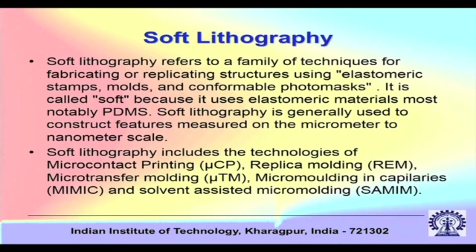Now a process which is related to the lithography technique but uses soft materials is known as soft lithography. Soft lithography refers to a family of techniques for fabricating or replicating structures using elastomeric stamps, molds and conformable photomasks. It is called soft because it uses elastomeric materials, most notably PDMS. Soft lithography is generally used to construct features measured on the micrometer to nanometer scale.